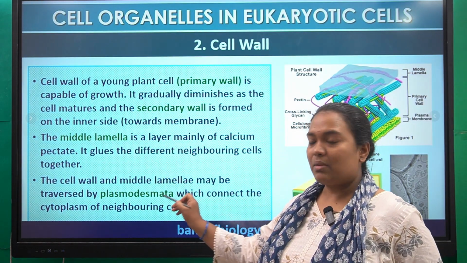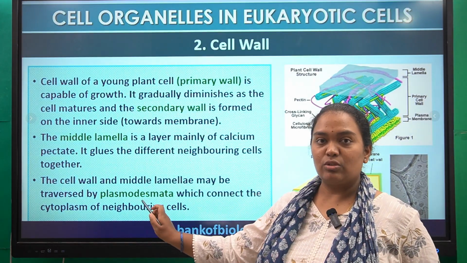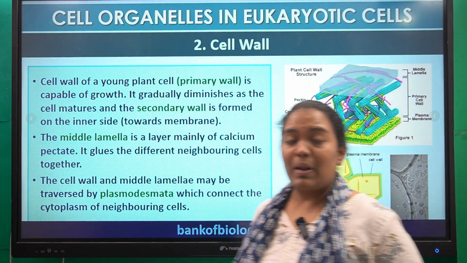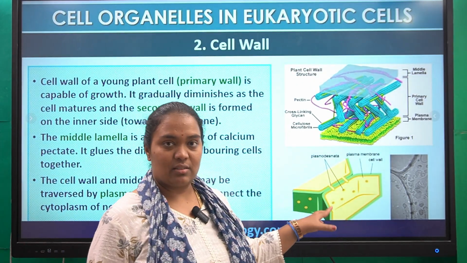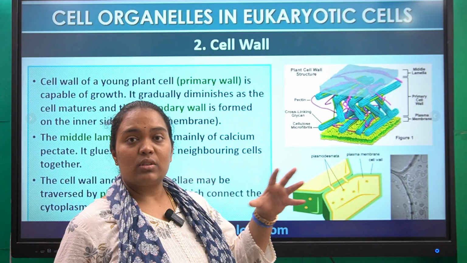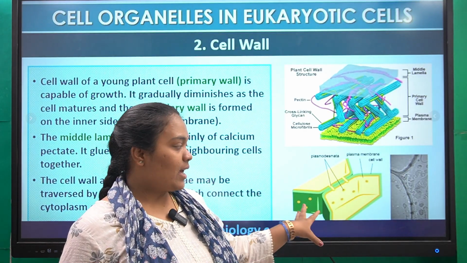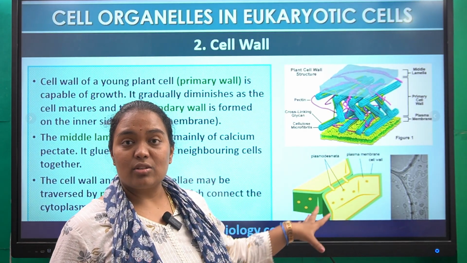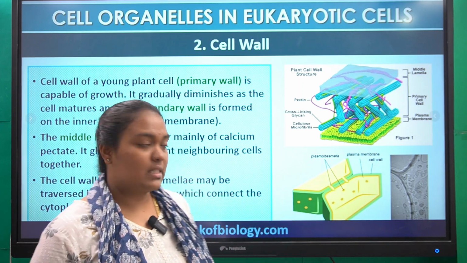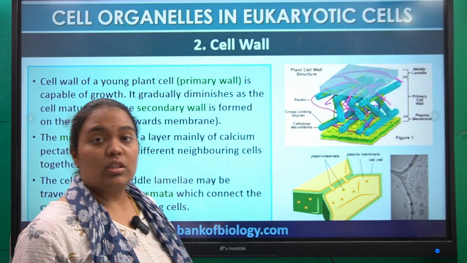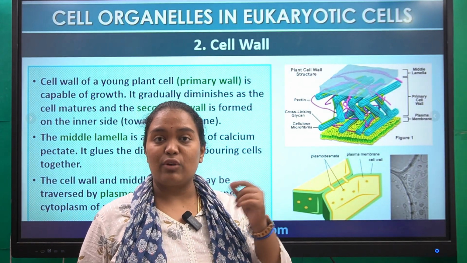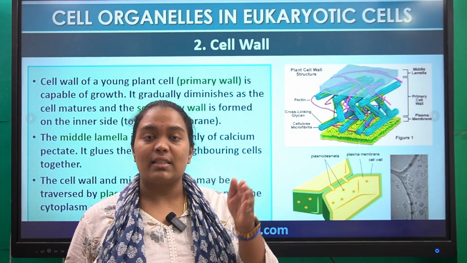The cell wall and the middle lamella may be traversed by plasmodesmata. So what are plasmodesmata? They are nothing but interconnections. They lock two cells together such that there is no disruption between the cells, and they connect the cytoplasm of the neighboring cells. This also helps in the exchange of a few materials between two adjacent cells.